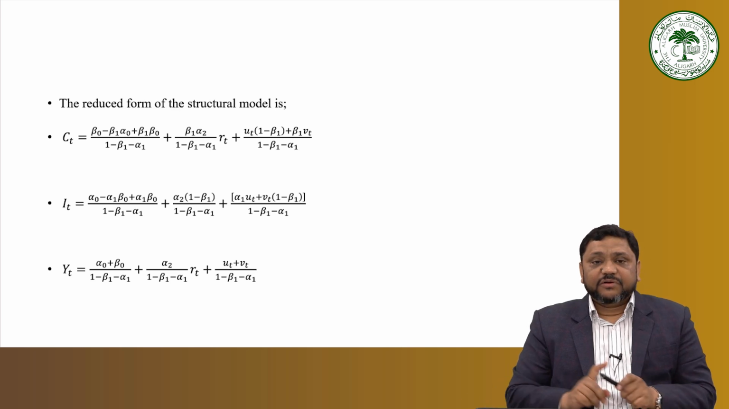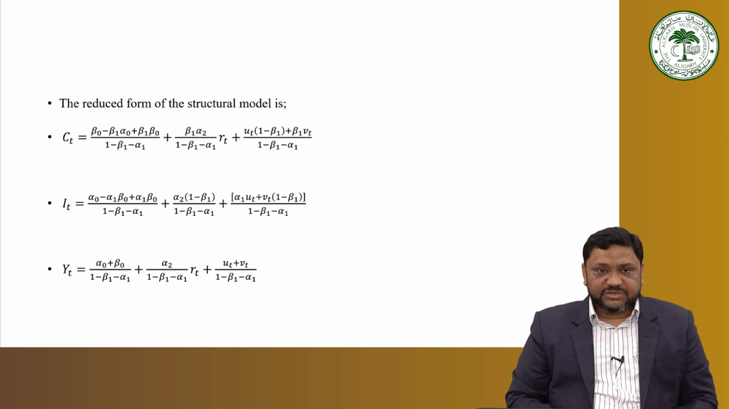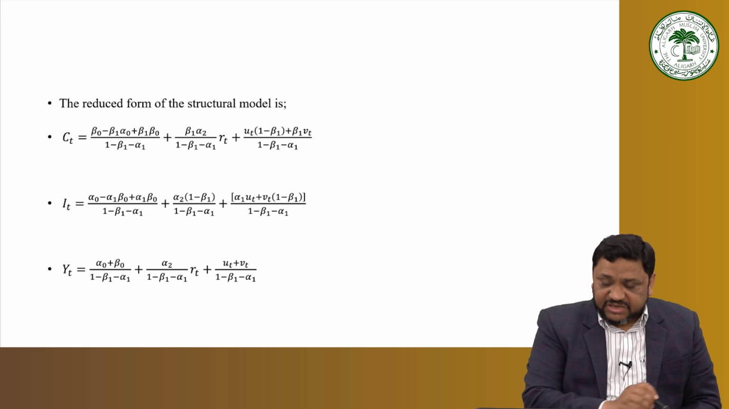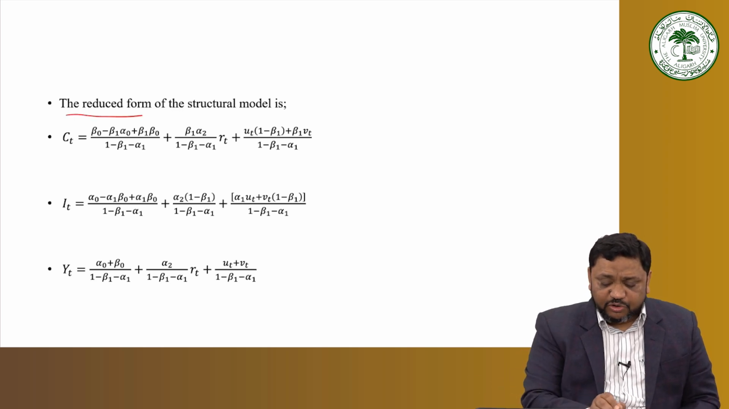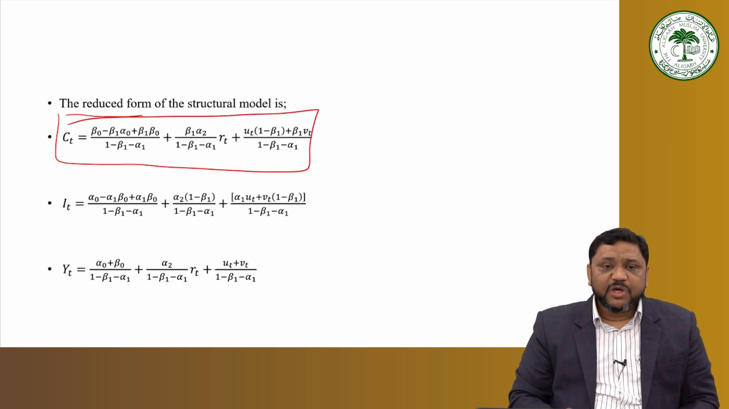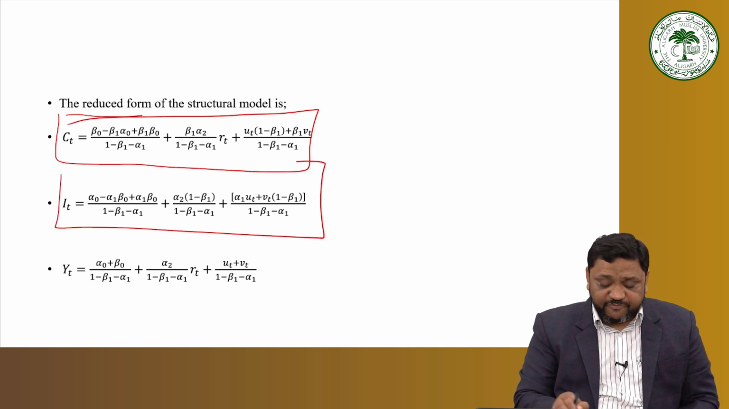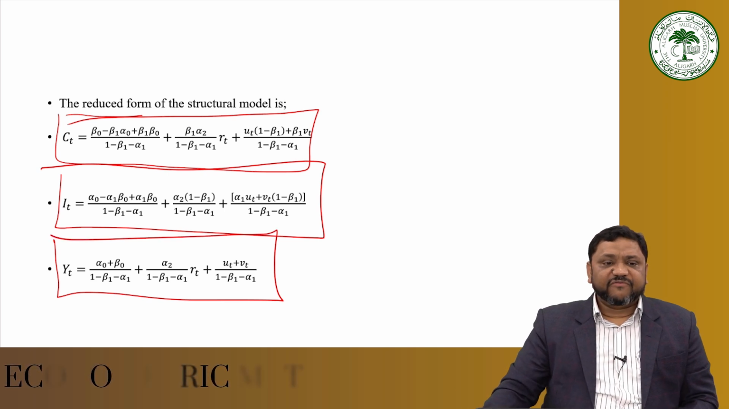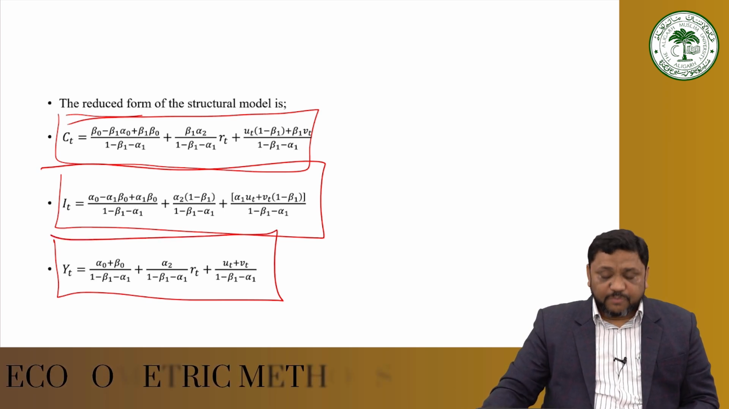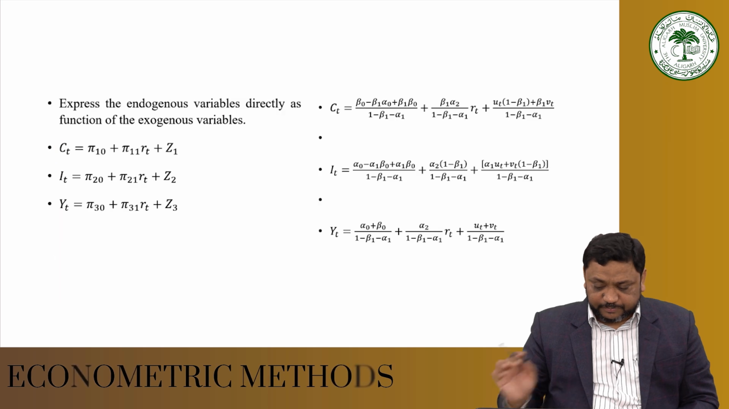So we have now three equations. We are just putting all the reduced forms together. This is the reduced form for CT, this is the reduced form for IT, and this is the reduced form for RT. So we have written all the reduced forms over here.